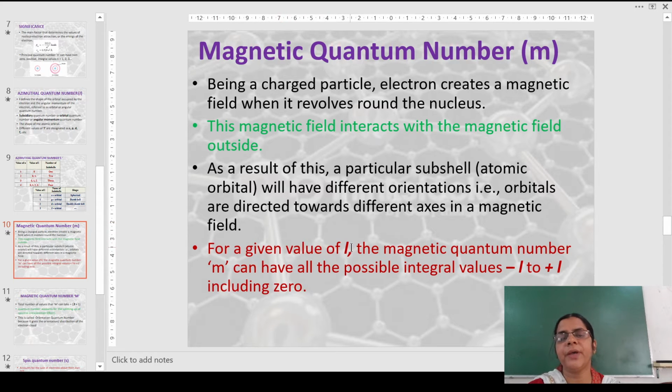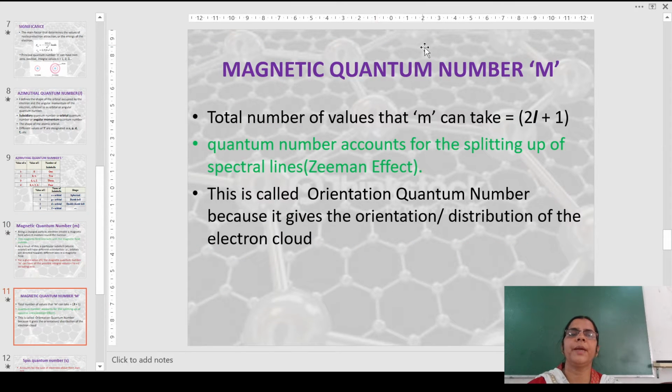So for a given value of L, magnetic quantum number can be defined as m. It can have possible values of minus L to plus L, including 0. Now magnetic quantum number, how many values can it take? It is given by 2L plus 1. That is, L is your azimuthal quantum number.